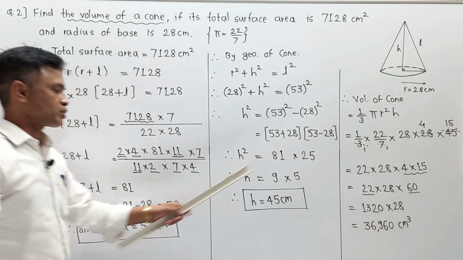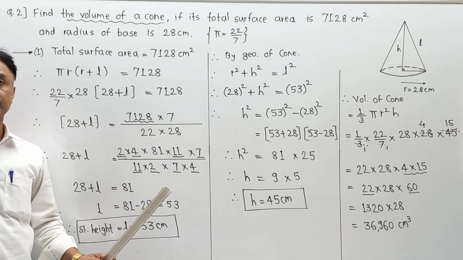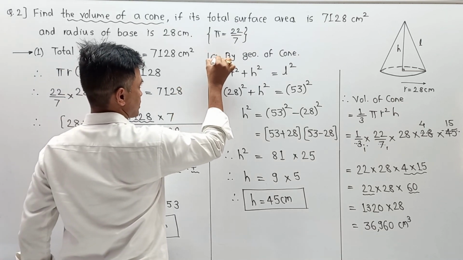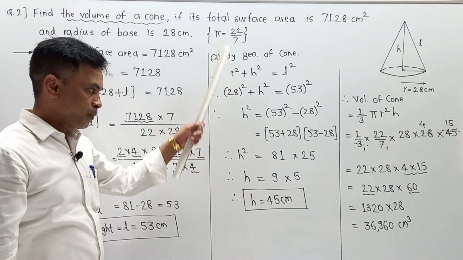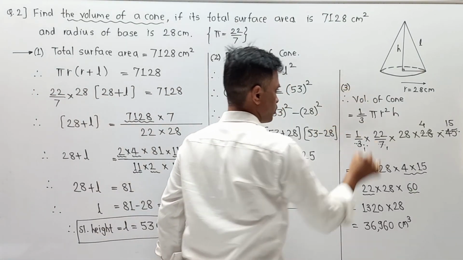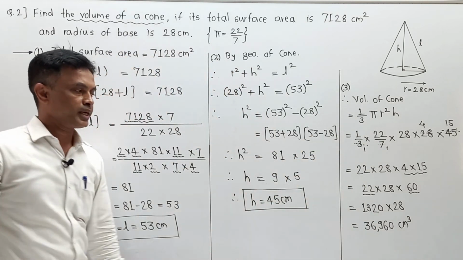And in this way you can solve the entire numerical. So student, this numerical is somehow longer in size, as it contains the first calculation for slant height L, the second calculation for vertical height h of a cone, and the third calculation for volume of a cone. And in this way you can complete the entire numerical.